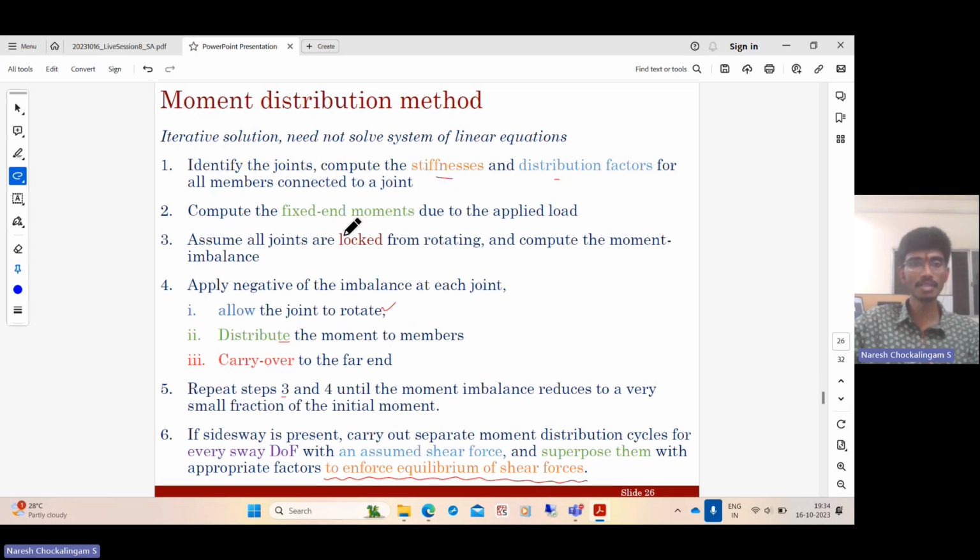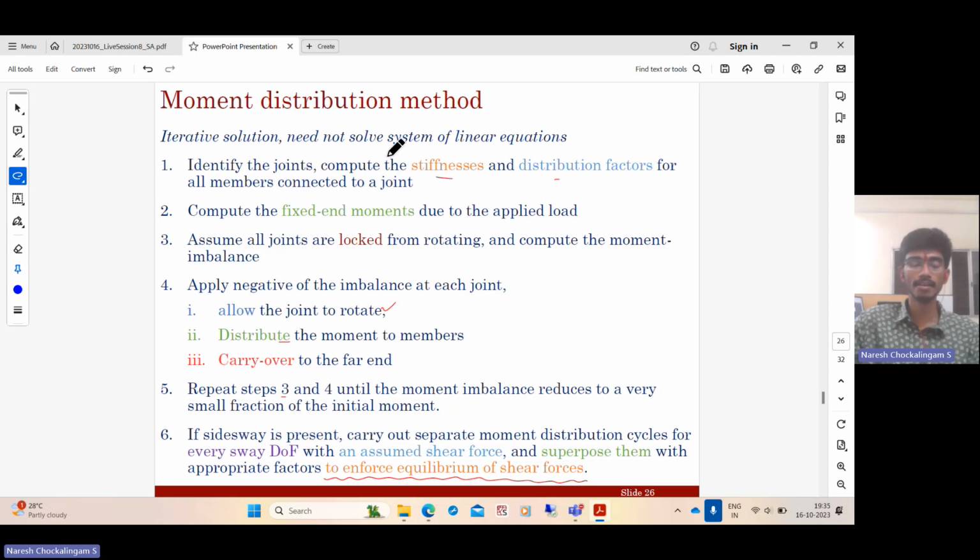So this is a quick overview, and we also have the moment distribution method. Again, it's an iterative method. So typically, this may not be useful, but it is very useful for computer implementation. So in GATE, it's a bit difficult to draw the table and determine the moments. But you may have some small question dealing with the distribution factor, carryover factor, and all. But those are things to do with just one joint or one point. You may not have to solve the full structural analysis problem using the moment distribution method, as it is slightly lengthy.